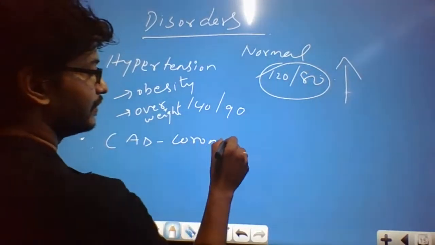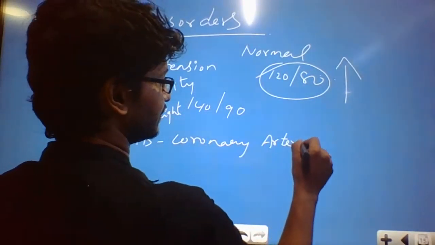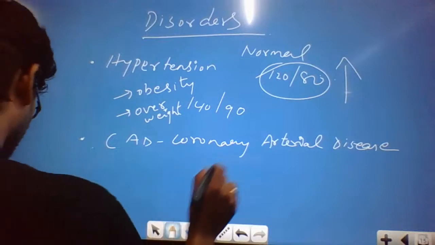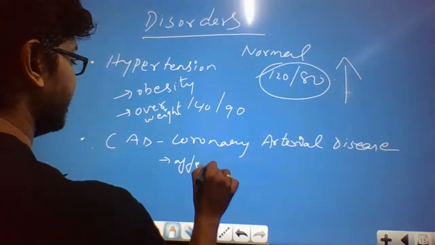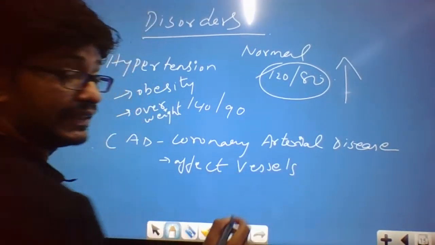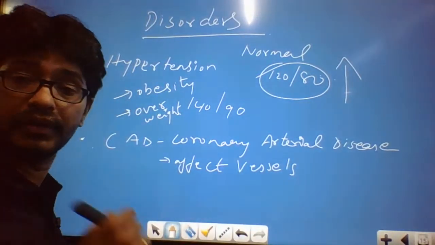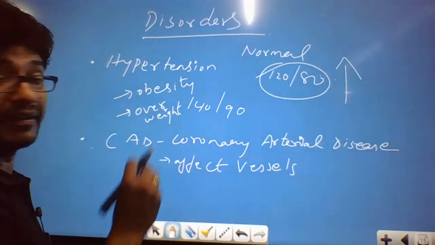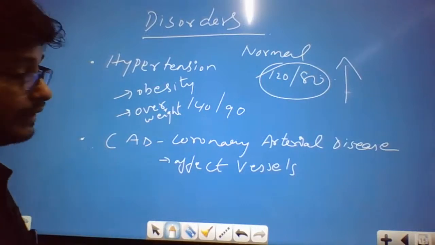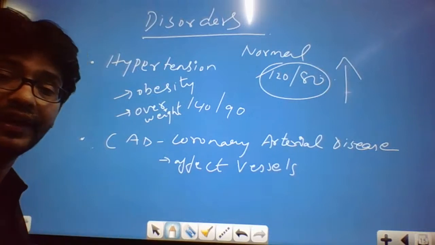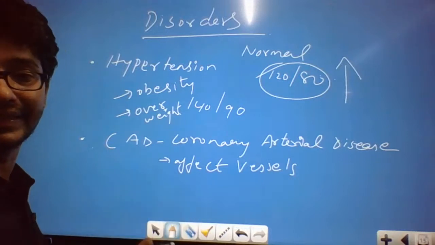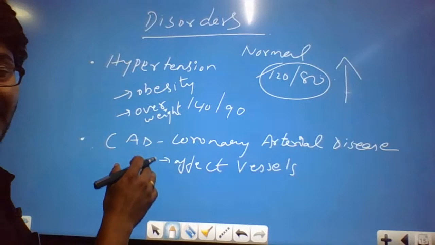Okay, next is CAD. CAD is coronary arterial disease. Coronary artery disease means what? It affects the blood vessels which supply blood to the heart. If there is any damage or harm to the vessels that carry blood to the heart, this leads to a condition called coronary arterial disease, especially where there will be damage to the blood vessels of the heart which carry the blood to the heart, which are getting affected.